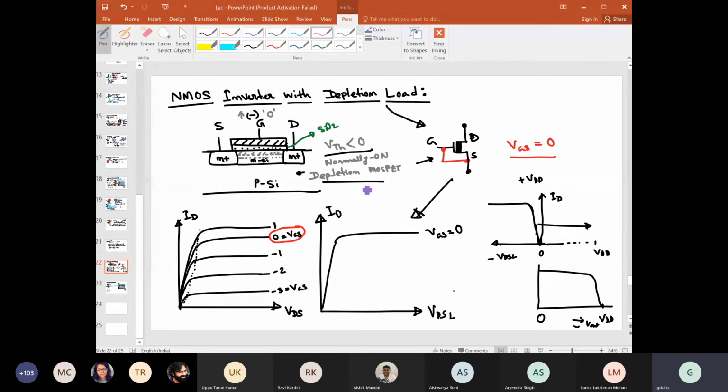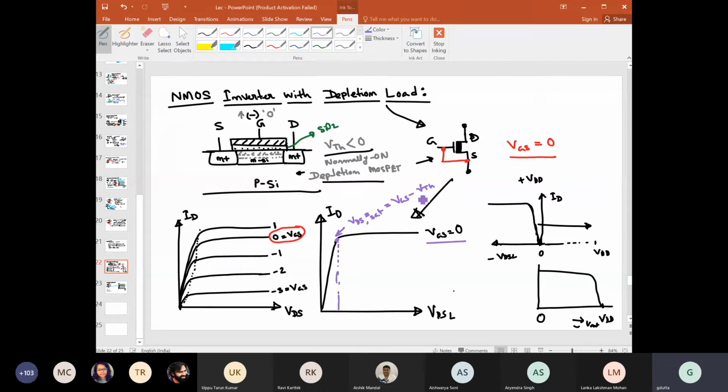So here VGS is equal to 0. What is this point? This is the point in between where the transistor is going from triode region to saturation region. So obviously this point is nothing but VDS sat, which is nothing but VGS minus VTH of this transistor, right?